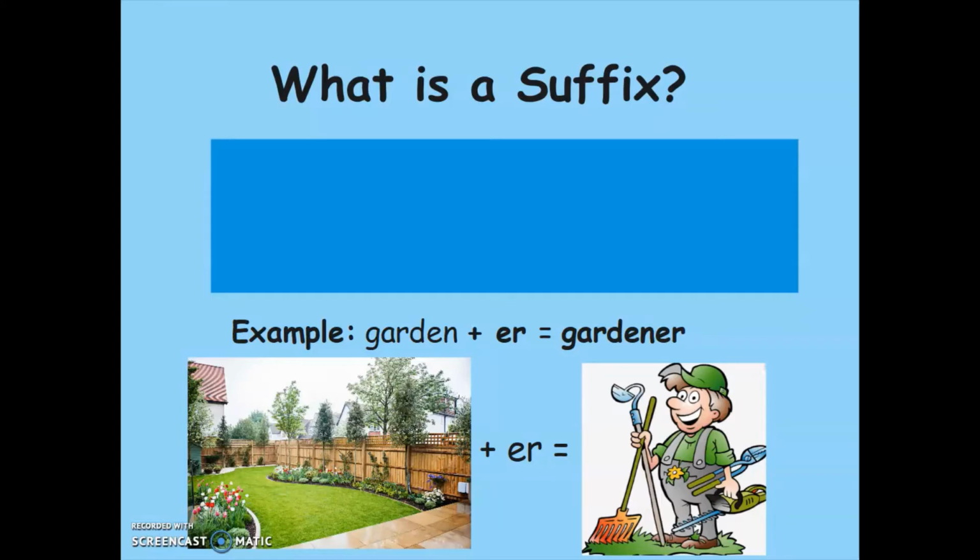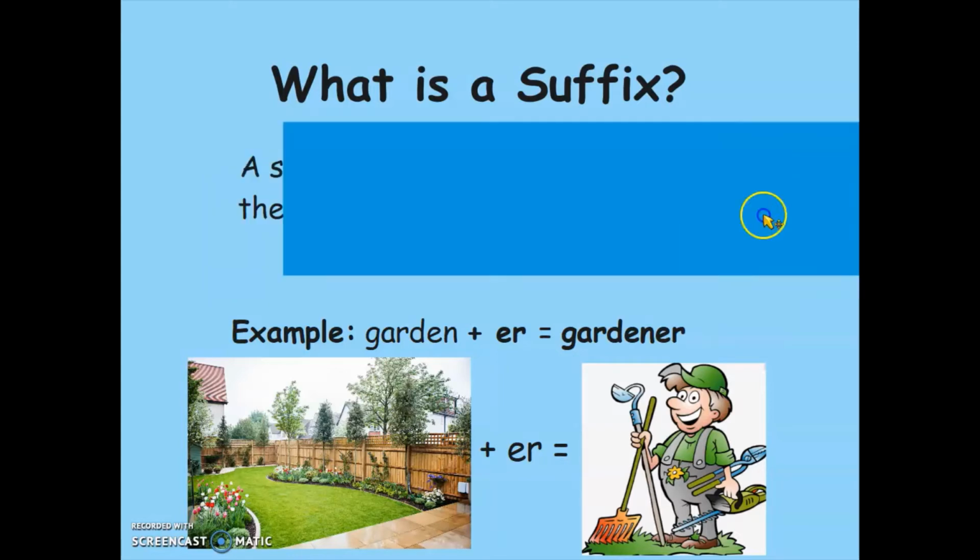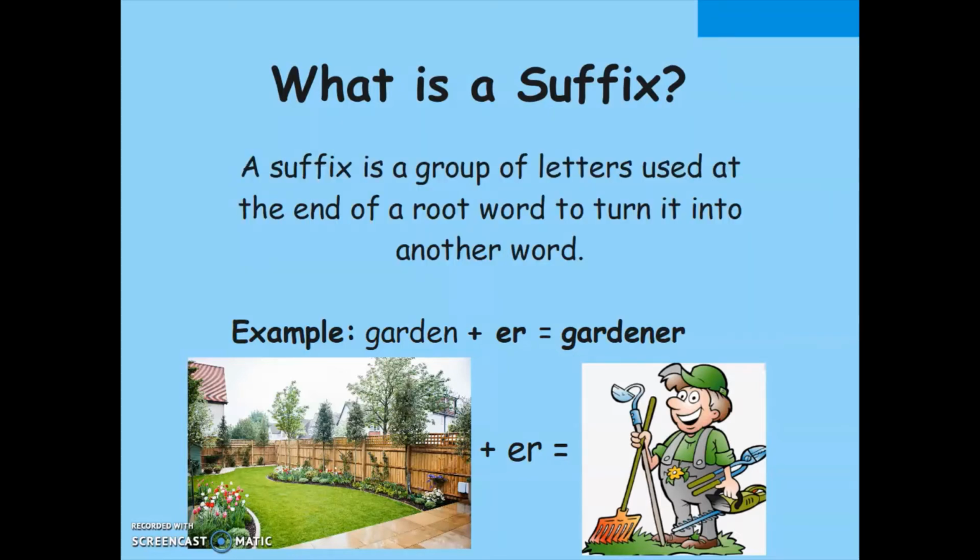Yesterday we started to look at suffixes. Can anyone remember what is a suffix? There's an example at the bottom that might be able to help us. So a suffix is a group of letters used at the end of a root word to turn it into another word. If you look at the example, garden is the root word, er is the suffix, and gardener is the new word.